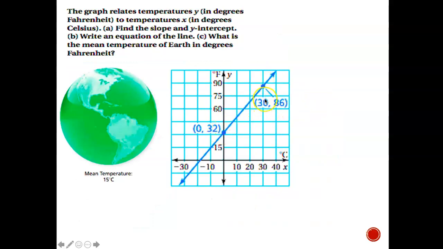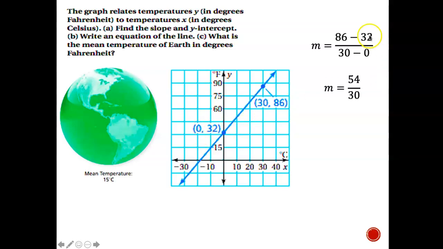Because we are given 2 points, we can now get the slope using the slope formula. This is what I did: y sub 2 minus y sub 1 divided by x sub 2 minus x sub 1. So I replaced y sub 2 by 86 minus 32, which is the y coordinate of the second point minus the first point, and then I did the same thing with the x coordinates: 30, minus the x coordinate of the first point, which is 0.